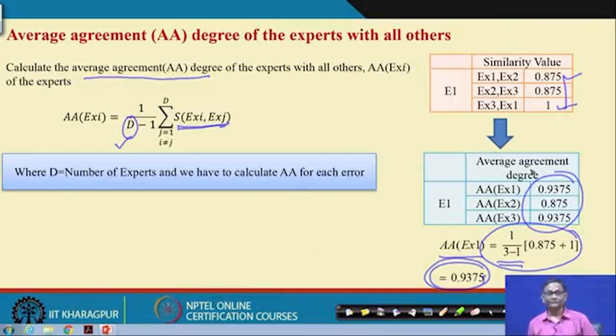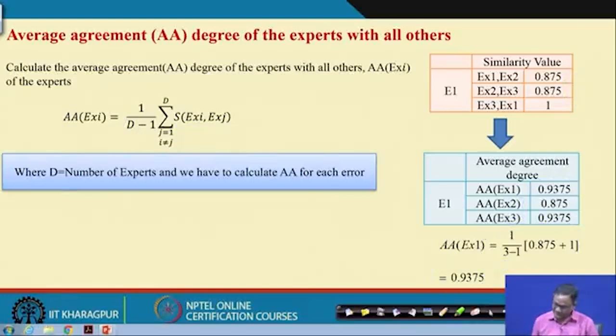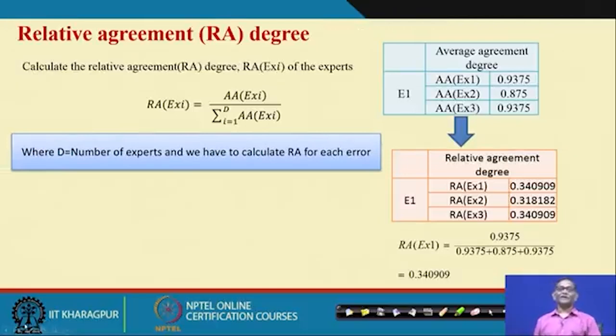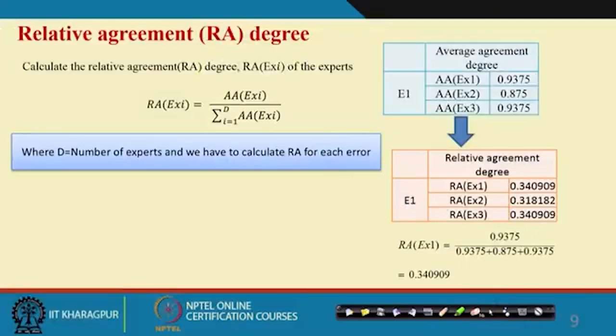Okay. Understood? So, using this formula, find out the average agreement. Then let us see what is next. Next is relative agreement. Relative agreement is again another easy concept. That means the agreement of your first expert divided by the sum of the agreement of all the experts. That is what is done here.